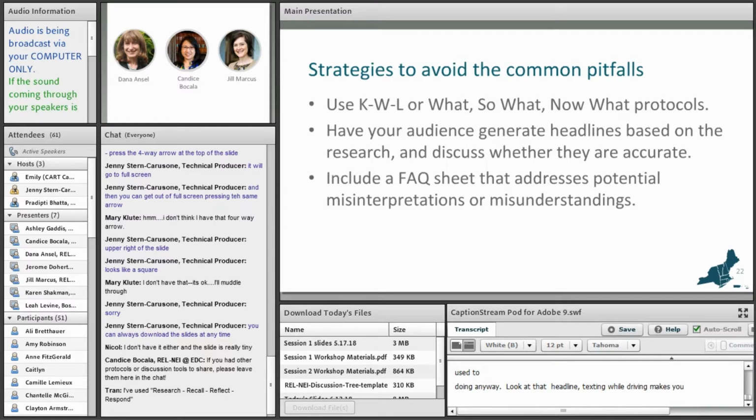Finally, discussing a frequently asked question sheet might help clarify appropriate and inappropriate uses of the findings.